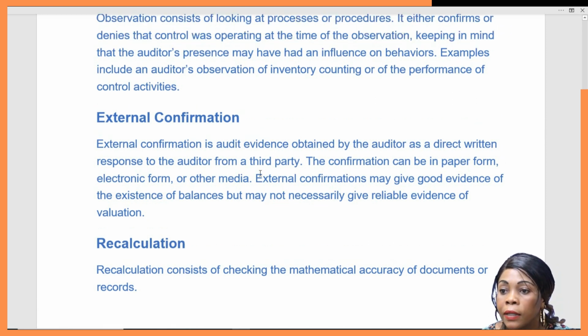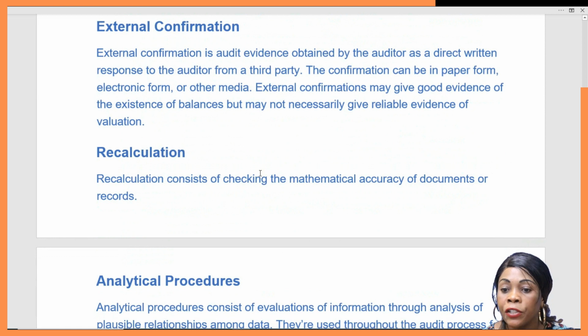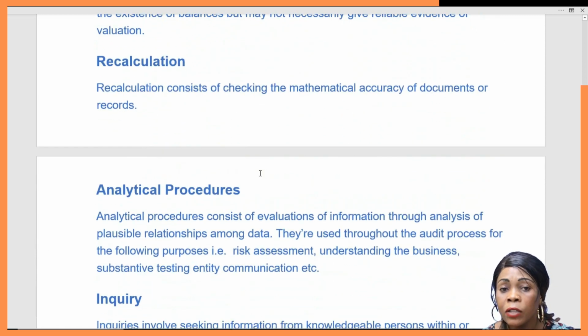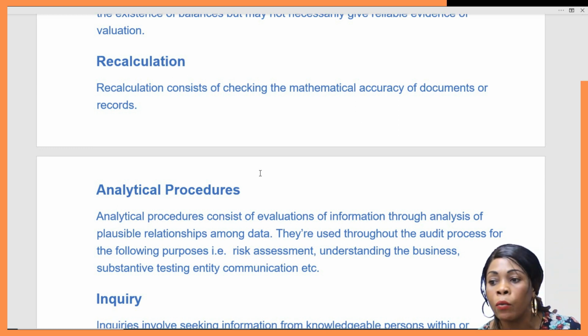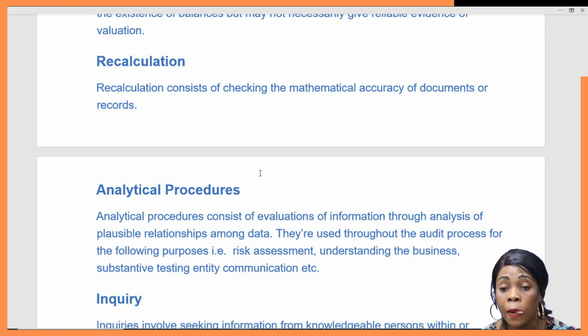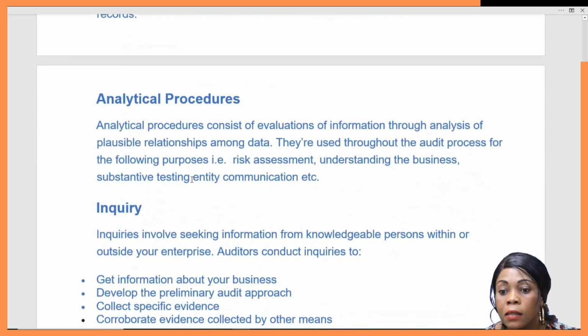The other one is recalculation. This one is mostly made to check the mathematical accuracy of documents being recorded. When you doubt that the calculation has been correctly recorded, you recalculate to get the correct figures. The other one is analytical procedures.